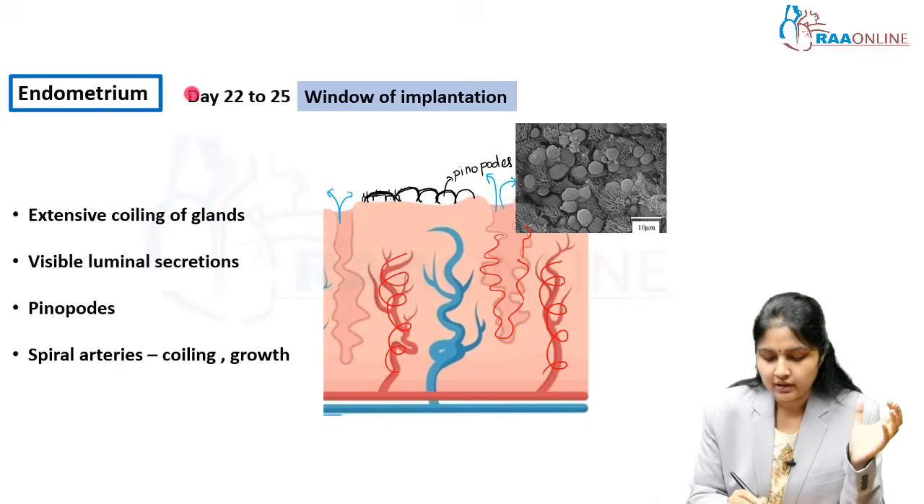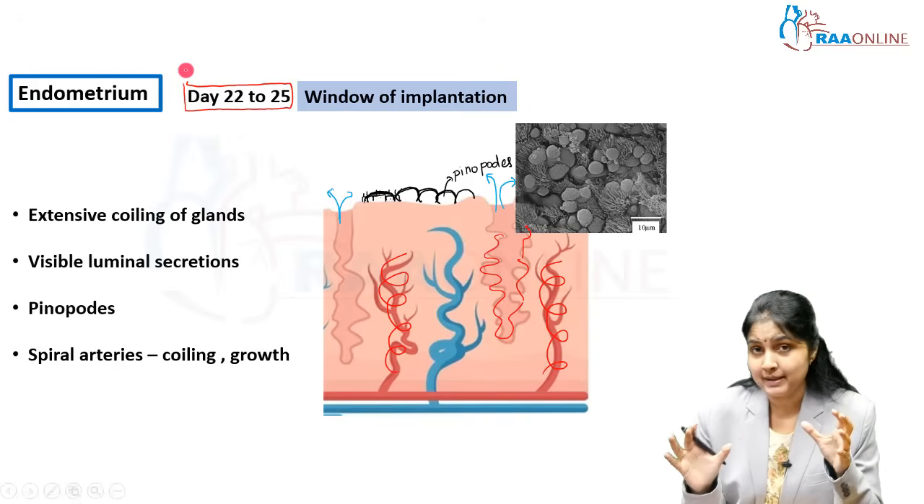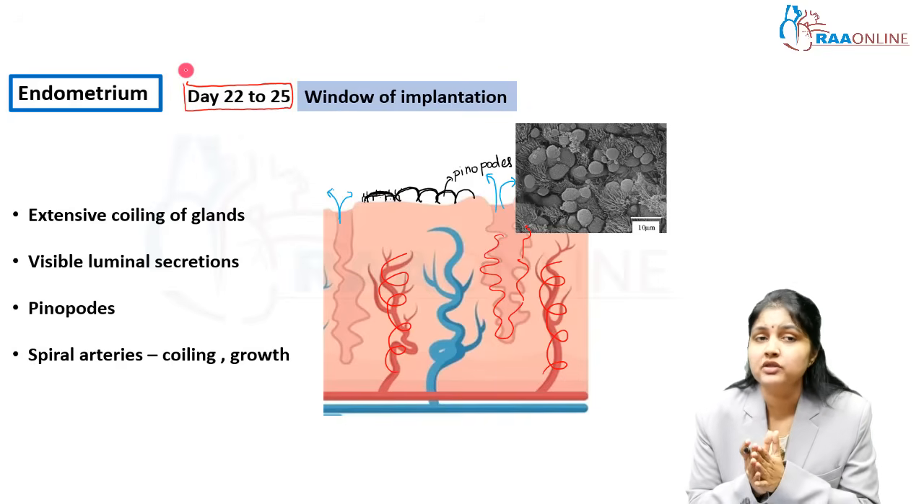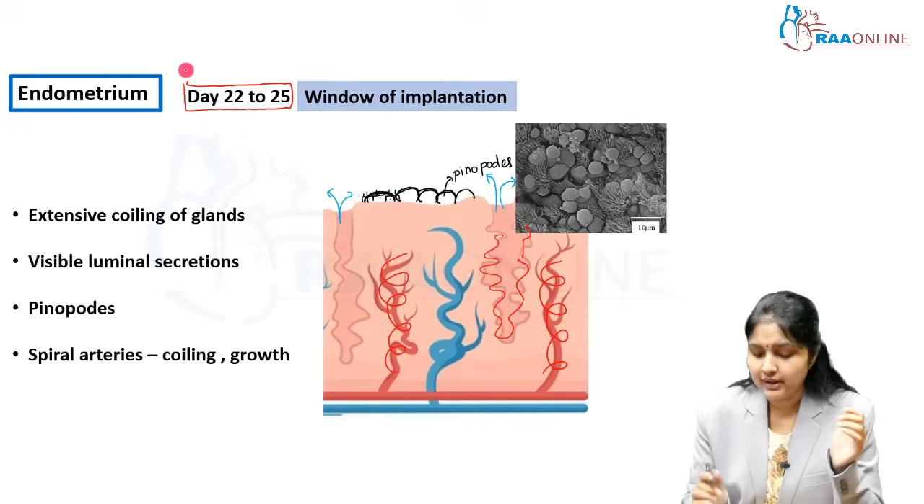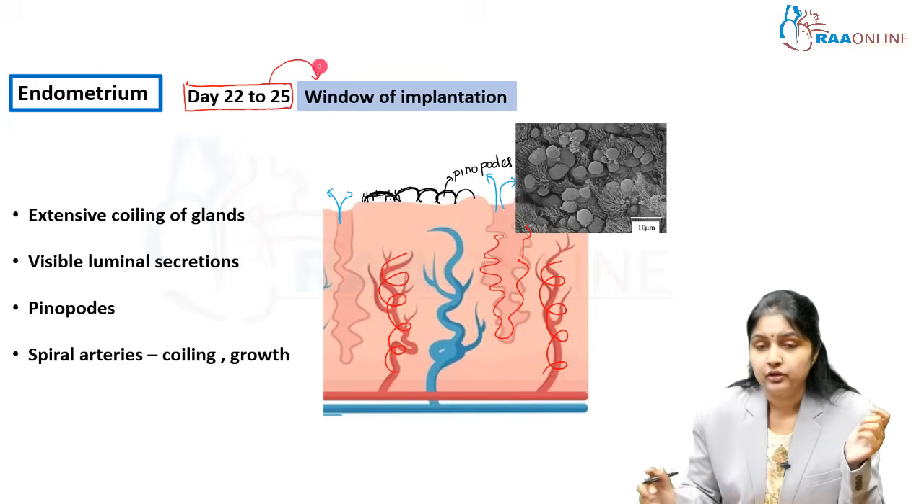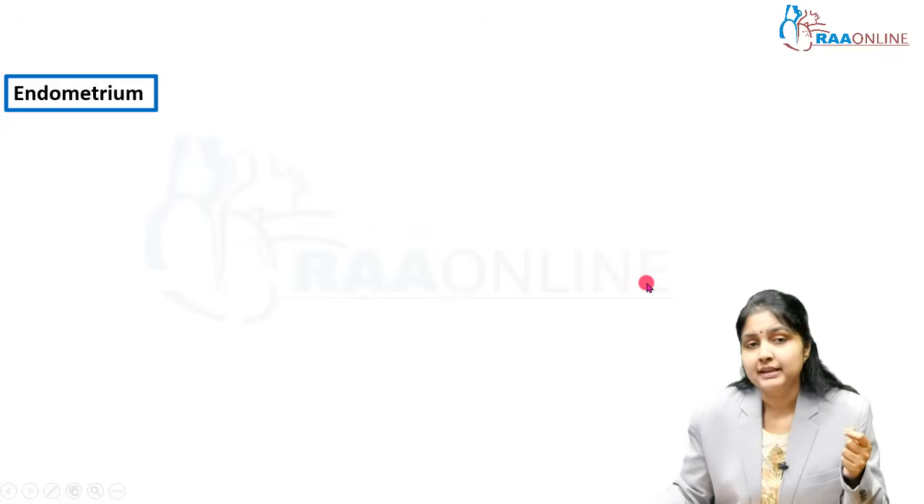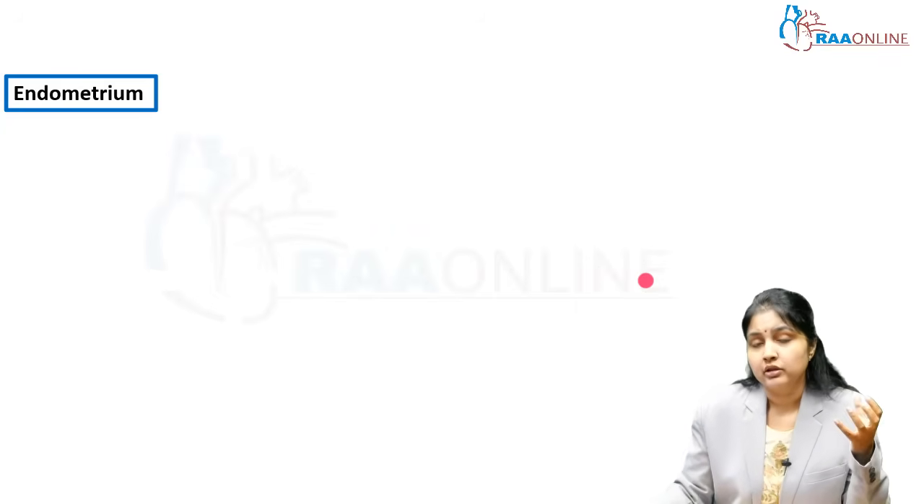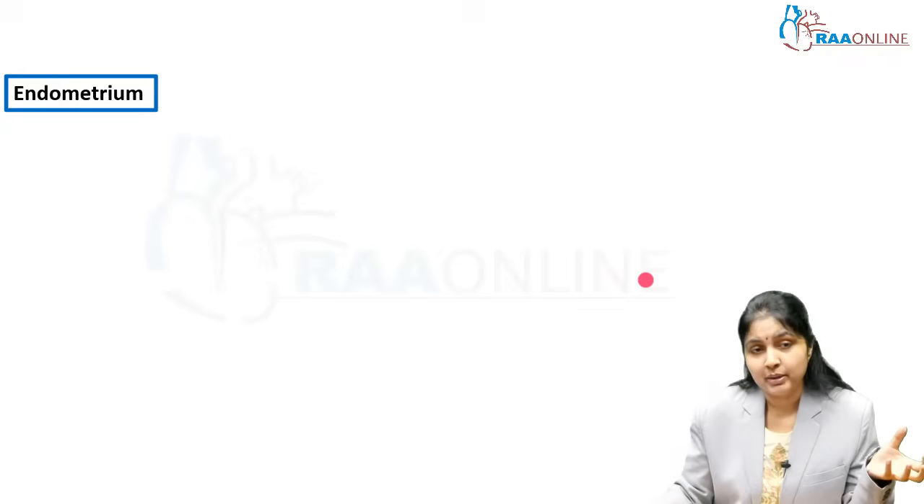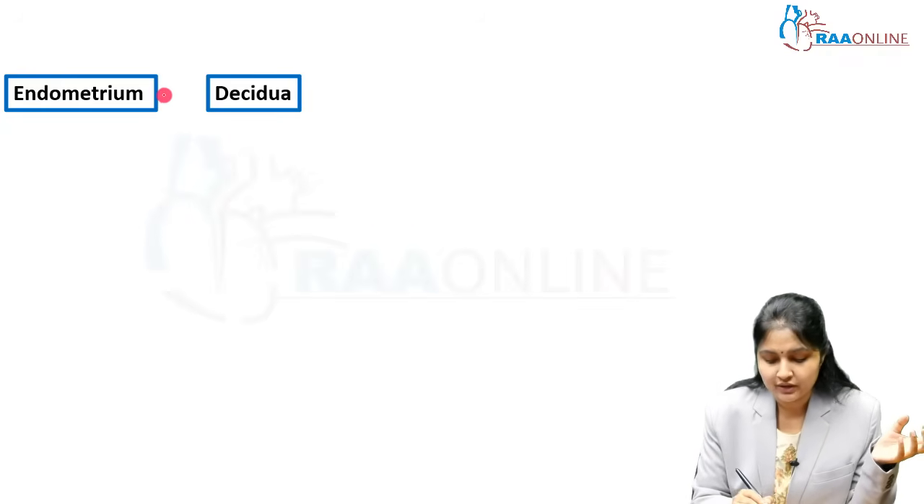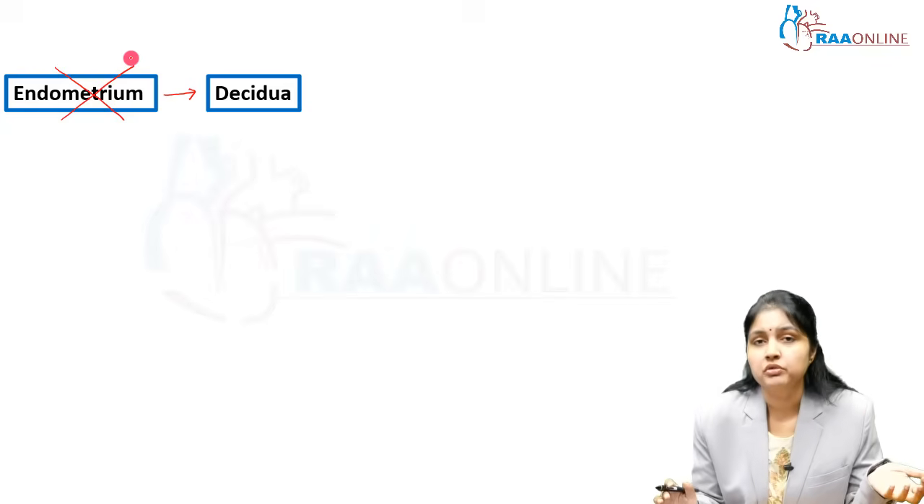Now this period where all of these important changes occur is the best time for the embryo to attach itself to the endometrium. So that is why this is called the window of implantation. Now if pregnancy happens, if the embryo is received by the endometrium, it is no longer called endometrium, but the lining of the uterus is now called decidua.